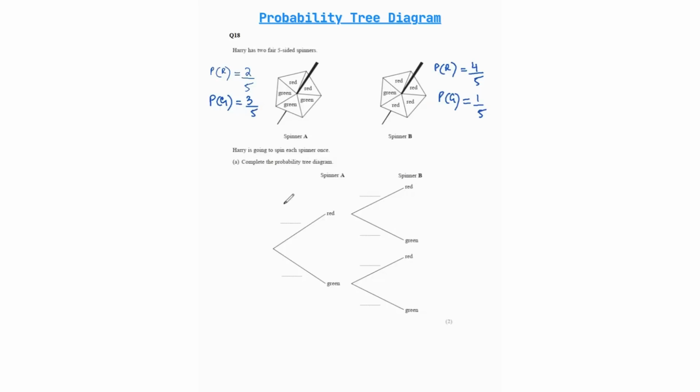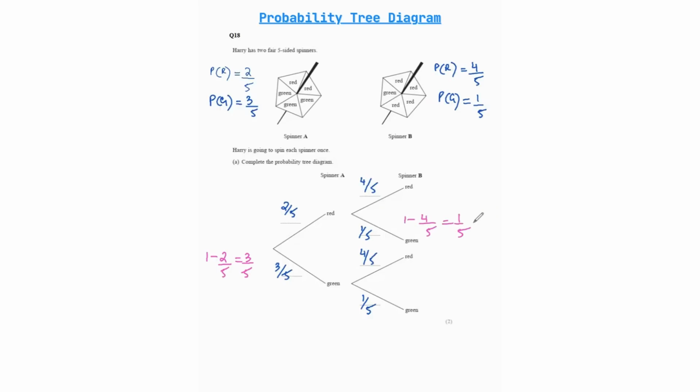So 2 over 5, 3 over 5, 4 over 5, 1 over 5, again 4 over 5, and 1 over 5. Now, in case they had given us 2 over 5 over here and 4 over 5 over here, what you could have done was to find the probability of green, we can just do 1 minus 2 over 5, which is 3 over 5. Over here for this, 1 minus 4 over 5, which is 1 over 5.